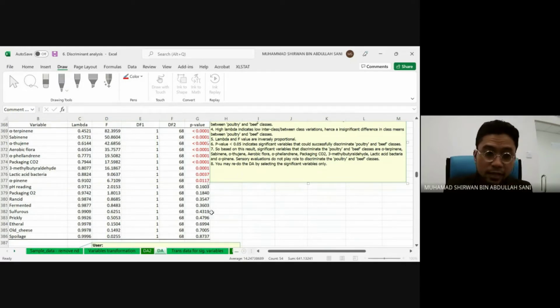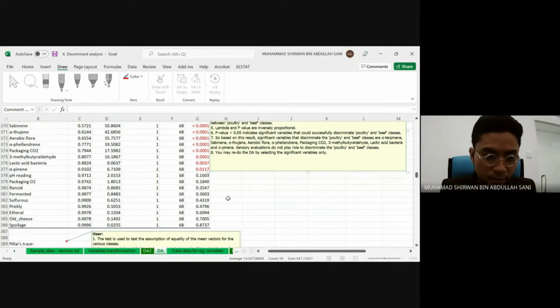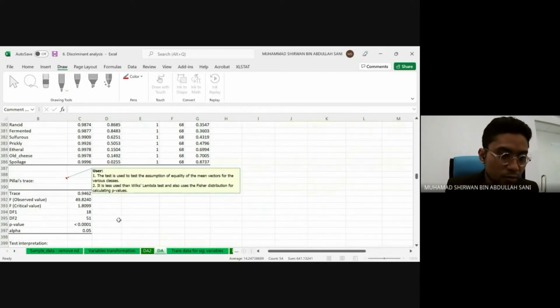Okay, in a while we will do it. We choose only these variables and then we try to do another discriminant analysis. What we can get later, we can discuss. Wait for me to finish this first, then we continue again later.